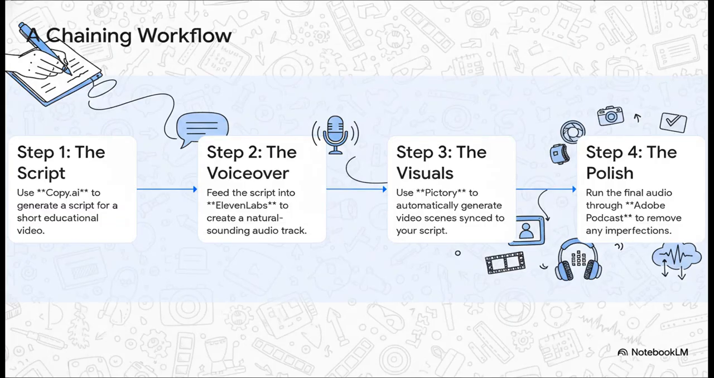So check this out. Here's a super practical example of how you can chain these tools together. You can literally go from a simple idea to a fully produced video, complete with a clean voiceover, without spending a dime. You use Copy.ai for the script, feed that into ElevenLabs for the voice, then use Pictory for the visuals, and finish it all off by running the audio through Adobe Podcast for that final polish. It's really just about connecting the dots.